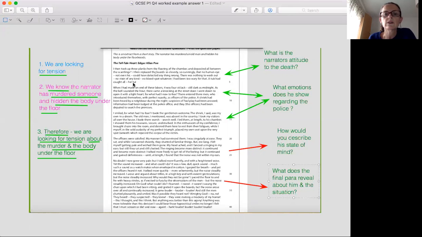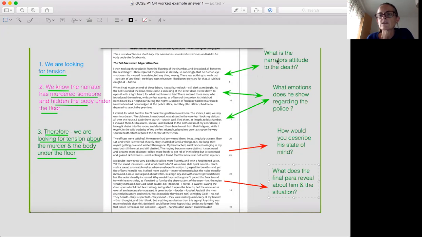So if we look at the first paragraph, now this is not the only way to answer it. I'm just going to give you my engagement with it. So if we go down the right hand side, in the first paragraph we find the narrator, I beg your pardon, we find the narrator is discussing the fact that he's put the body under the floor, all right? And we also see the narrator's attitude to the death.